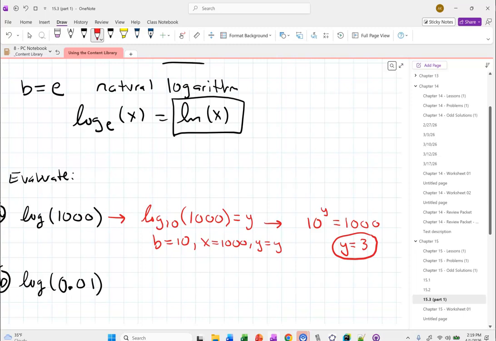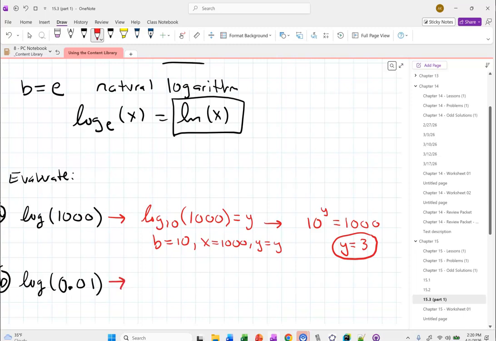Okay? Purpose of logs. And why do they exist? Like, why not just use the exponential equation? Because not everything is going to be so convenient to write the exponential equation and see what the answer is. We'll see in a couple of days.